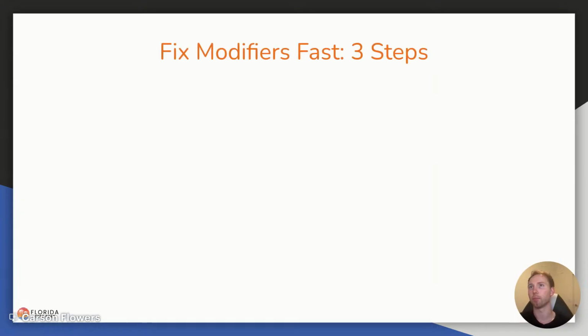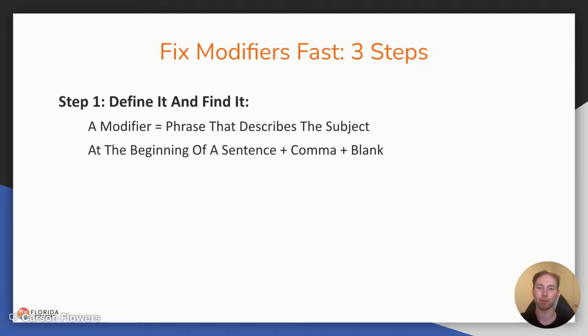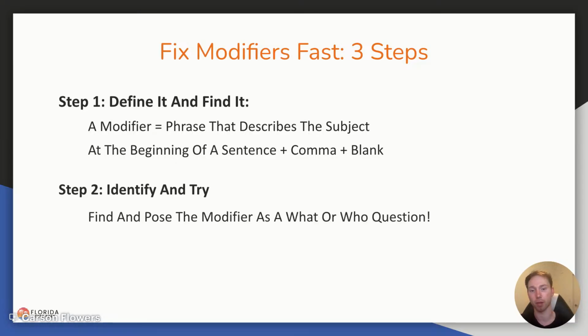Oop, ignore that. So now we have modifiers. We want to fix modifiers fast in 3 steps. The first step for modifier questions is you want to define it and find it. A modifier is a phrase that describes a subject. It's usually at the beginning of a sentence and it's followed by a comma and then a blank.